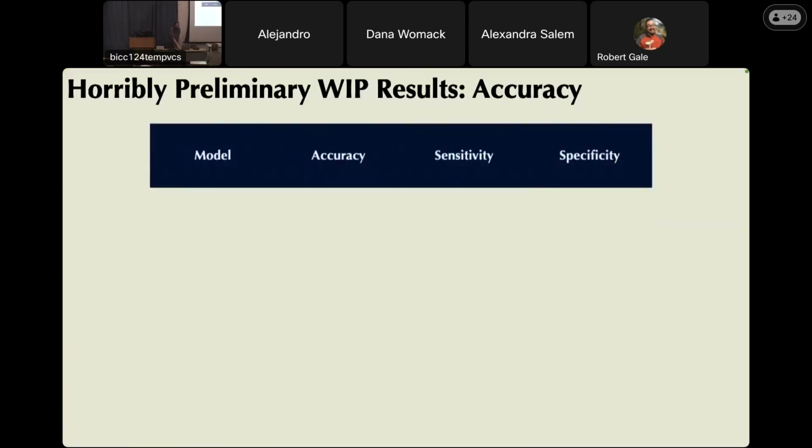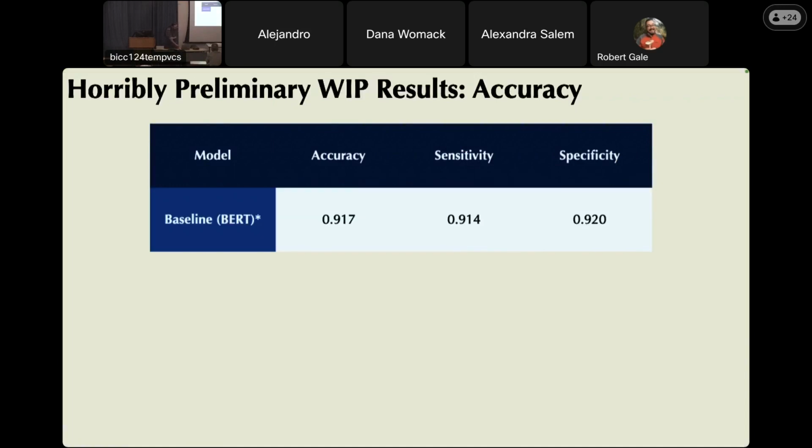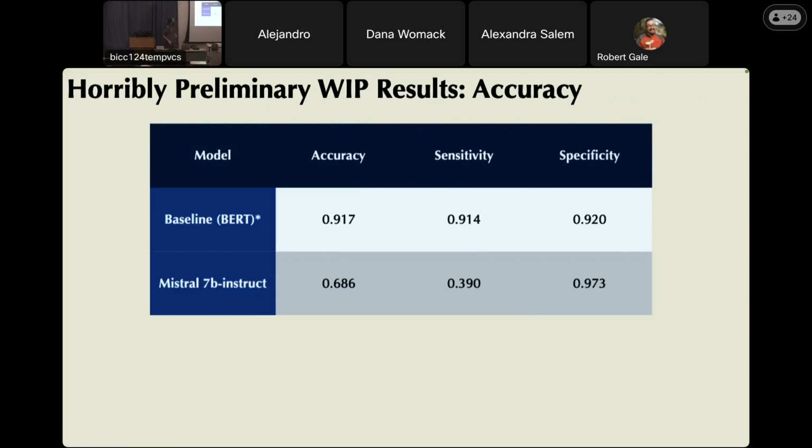Back to the sharp edges. So our baseline was BERT, and BERT worked really, really well at this. And it worked really, really well because we fine-tuned the model on this task specifically. So we had very good performance. The open source model had not good performance. It had very high specificity. It was very good at telling when something wasn't related, but was not good at sensitivity.